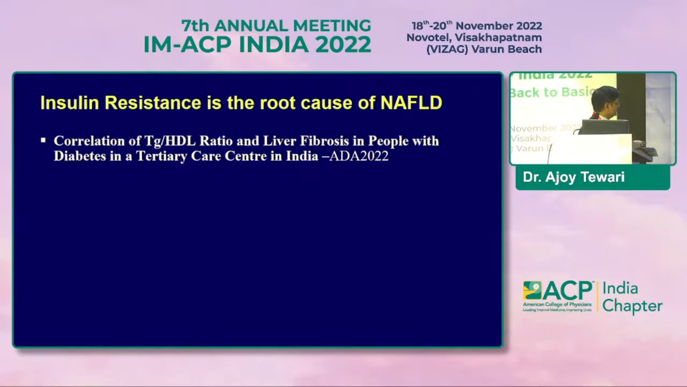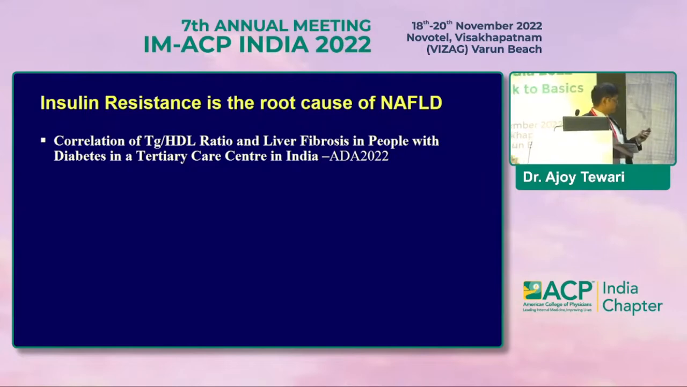So again, we tried to look into this, and we had another paper in ADA 2022 on the correlation of TG-HDL ratio and liver fibrosis in people with diabetes. TG-HDL ratio is a very sensitive marker of insulin resistance, and this was presented in ADA 2022.